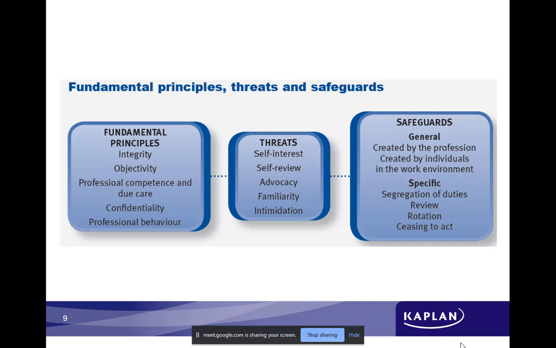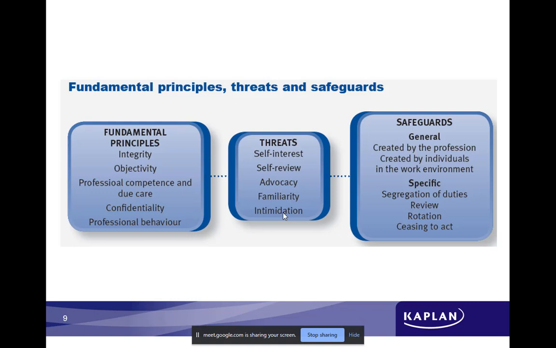Now, let's go to the next box. The next box is talking about threats. These are things that can cause challenges for the auditor in terms of applying the core principles of professional ethics. And we have 1, 2, 3, 4, 5 of them. Self-interest. Issues of self-interest can cause the auditor not to be objective, not to approach the work with integrity, not to be confidential. Issues of self-interest can also force the auditor to put aside professional competence and due care. It can also cause the auditor to not put up a professional behavior.